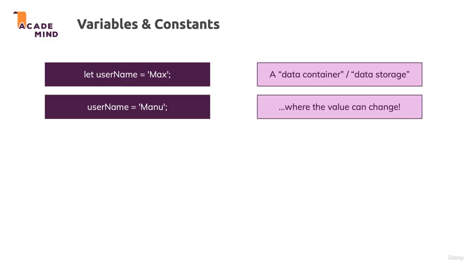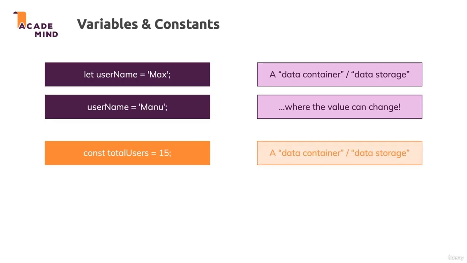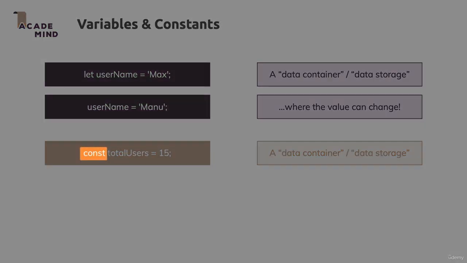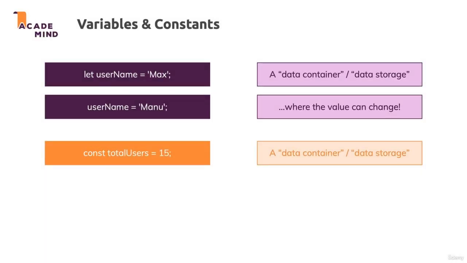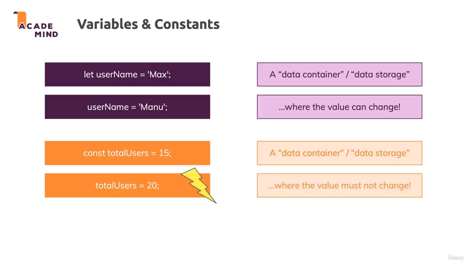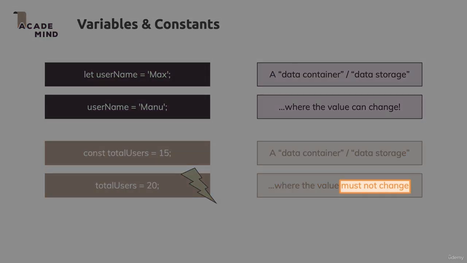Now you also have a special form of that variable, you could say. You have constants. For example, let's say you have a total amount of users in your application, which is kind of fixed. Now that's still a data container, but instead of with the let keyword, you create it with the const keyword, another keyword which is built into JavaScript, which JavaScript recognizes and understands. Now the special thing about constants created with the const keyword is that there you can't change the value. If you try to do that, you'll get an error. So there the values must not change.